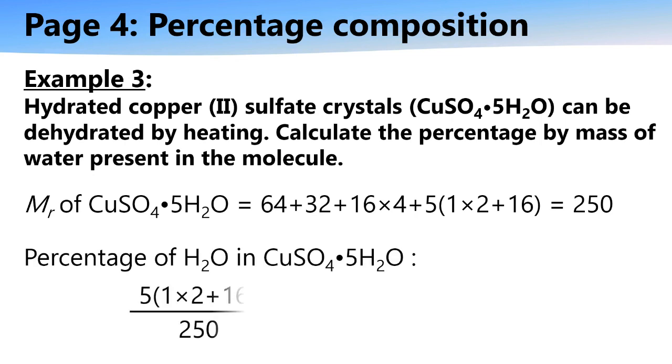So the percentage of water in CuSO4.5H2O is 5 of water. So it's 5 bracket 1 times 2 plus 16 for H2O over the entire thing times 100%, and you will get 36%. I'll give you some time to understand the working.